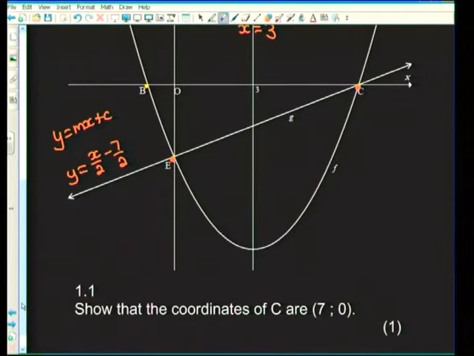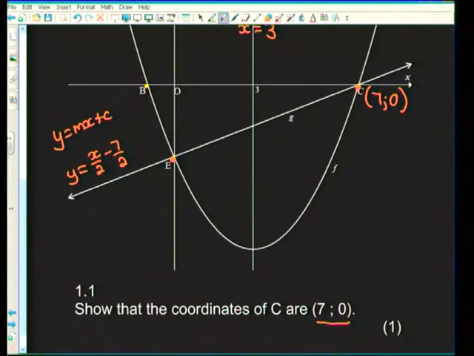Right, so let's see what the question starts with. The question says, show that the coordinates of C are (7, 0). So the coordinates of C, I want to show that it's (7, 0). Now, how do we find an x-intercept? Well, hopefully you're all screaming, oh, it's easy, we let y equal 0. And that is truthfully what you do. So if you want the x-intercept, you let y equal 0, because at that point the y-axis is 0. And if you want a y-intercept, you're going to let x equal 0, because that's where you want to actually get your value for y when x is 0.